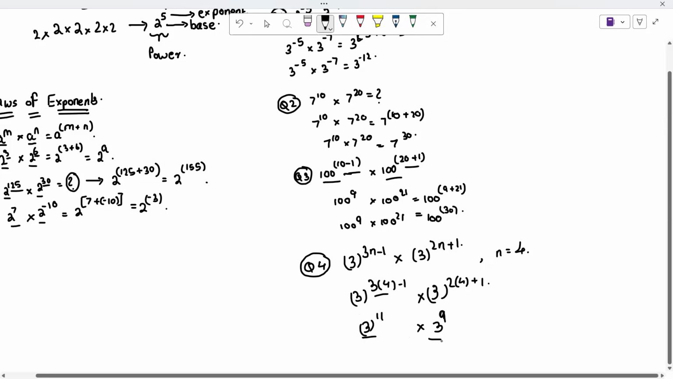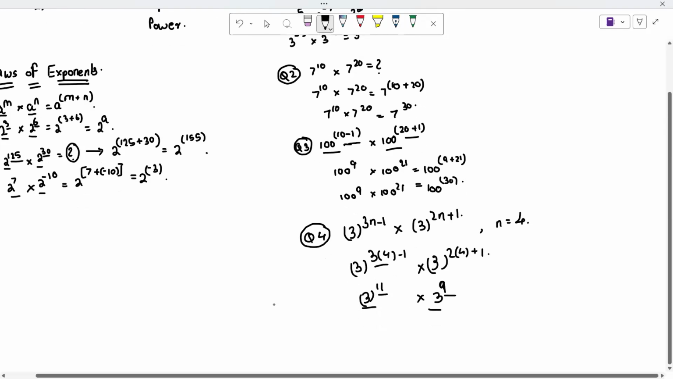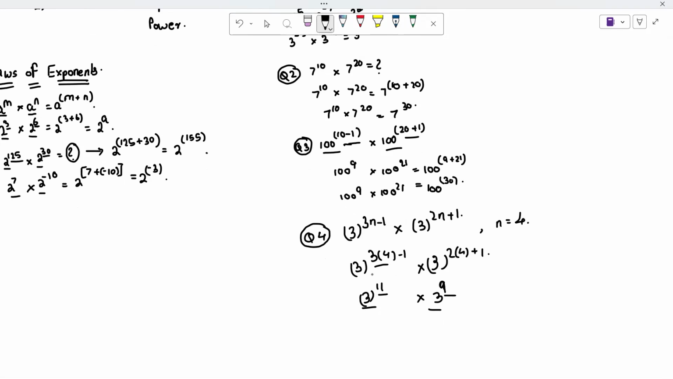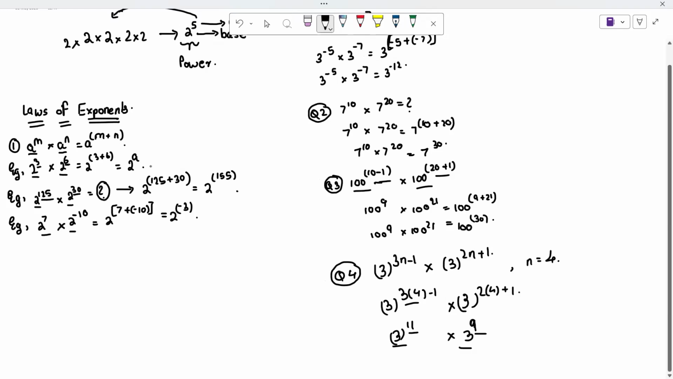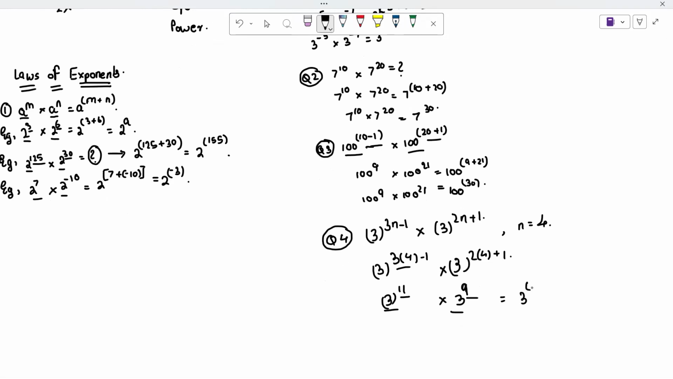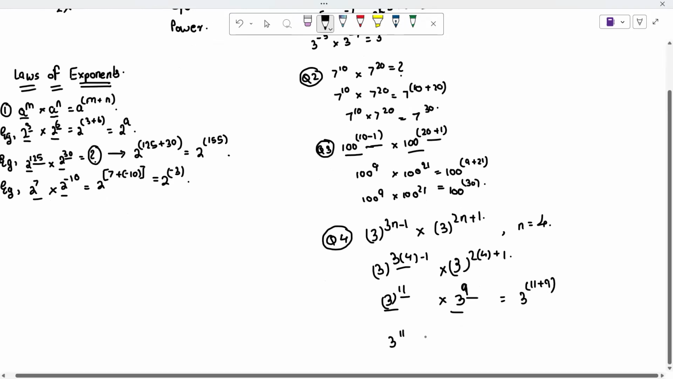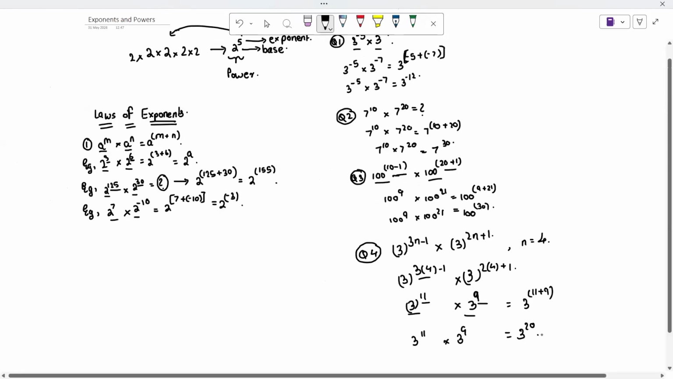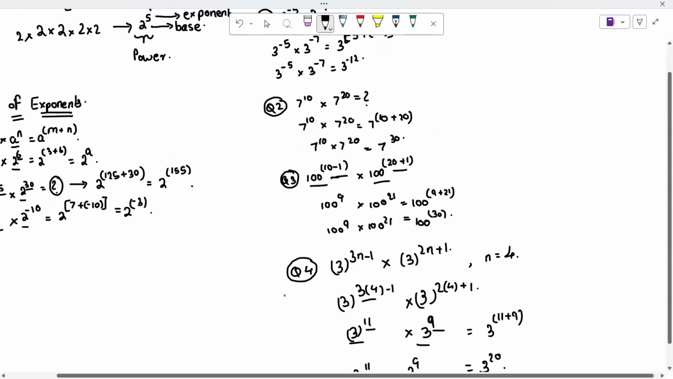So 3, 3, same here. 11, 9, different. So what we can do? We can do something else. This is the question. So we can just use the first law of exponents, which is this one. So here you can put an equal to and write 3 power 11 into 3 power 9 can be written as 3 power 11 plus 9. So 3 power 11 into 3 power 9 will give you 3 power 20. So I hope you understood the concept.